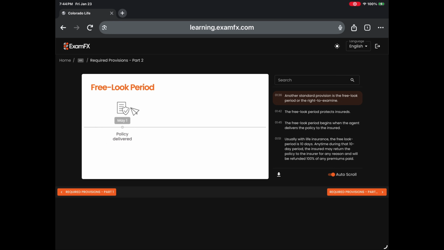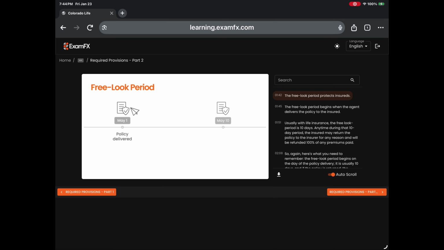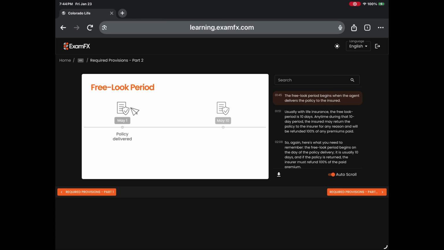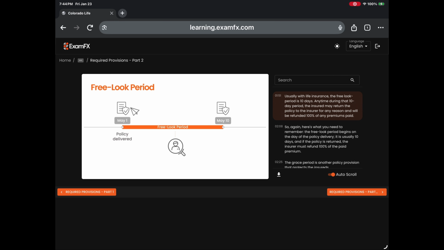Another standard provision is the free look period, or the right to examine. The free look period protects insureds. The free look period begins when the agent delivers the policy to the insured. Usually with life insurance, the free look period is 10 days.